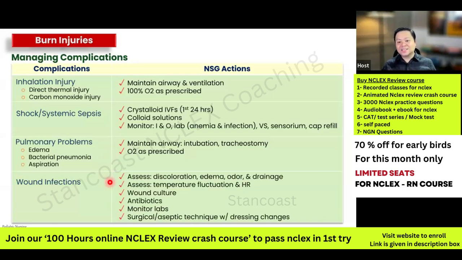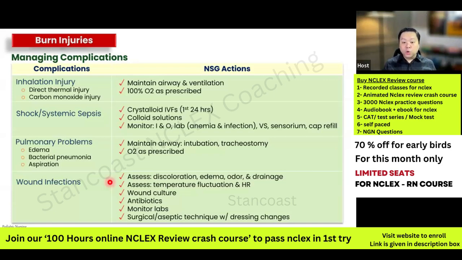So on a daily basis, we want to make sure that we are looking into the previous assessment findings and comparing them with the recent assessment findings to make sure that we're able to report these abnormal signs and symptoms. Now, we want to make sure that we're also checking the patient's temperature, especially heart rate, because these are subtle indicators for any kind of wound infections.